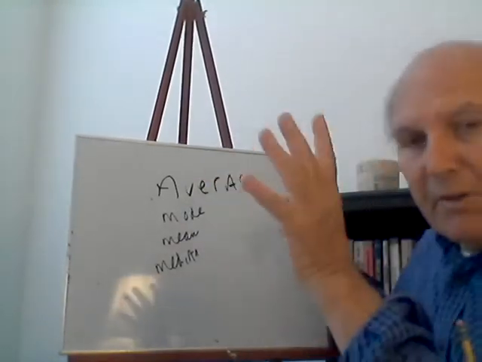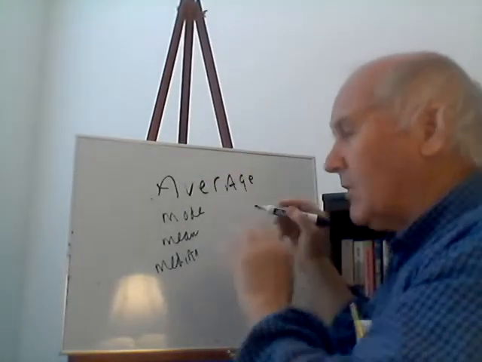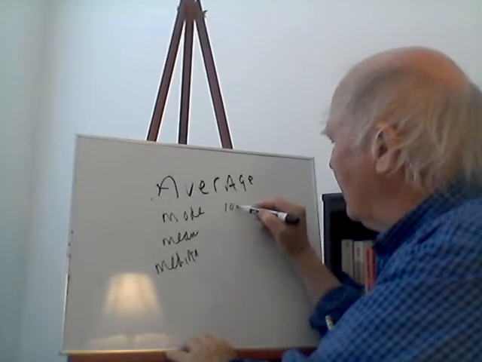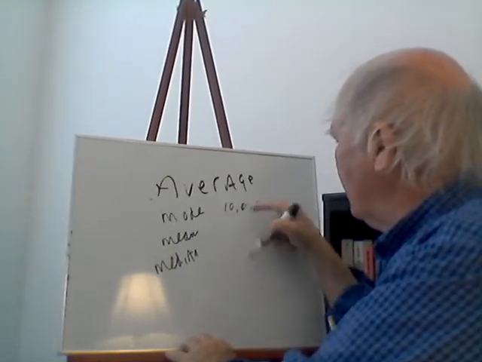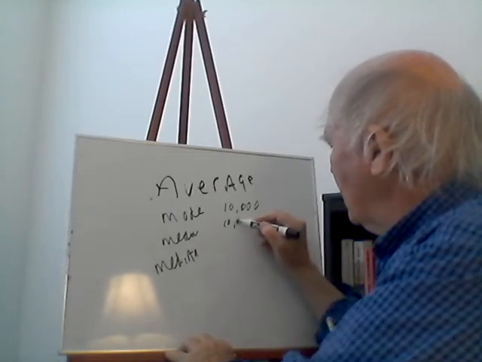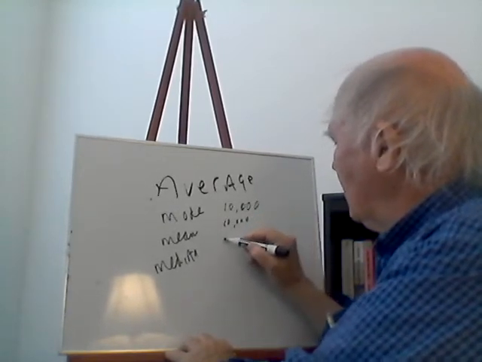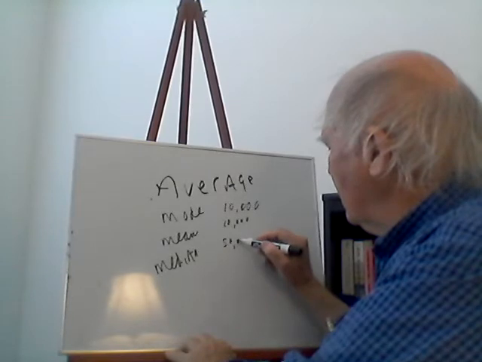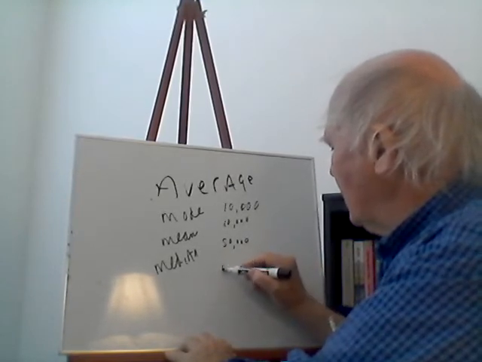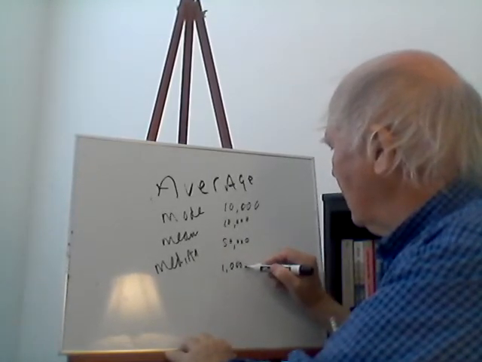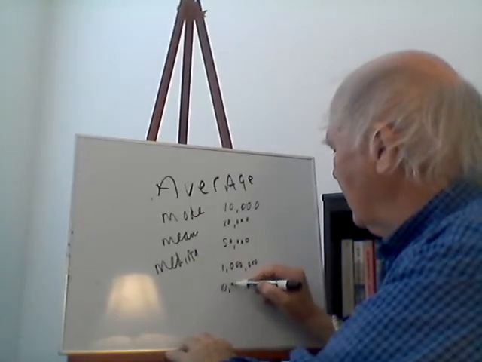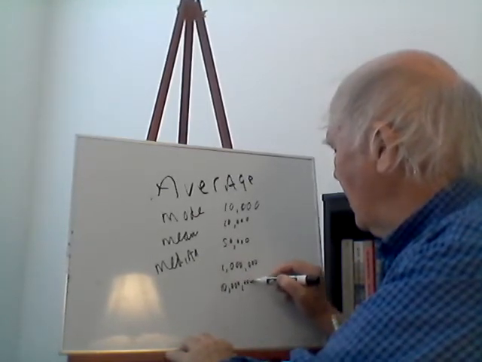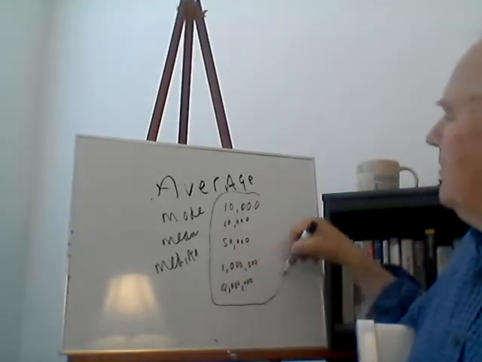Let's say here's an example. Let's say you have a company. Here's what the salary is. Two people make $10,000 a year. One person makes 50,000. One person makes $1 million. And one person makes 10 million. So here's a company, 5 people in the company.